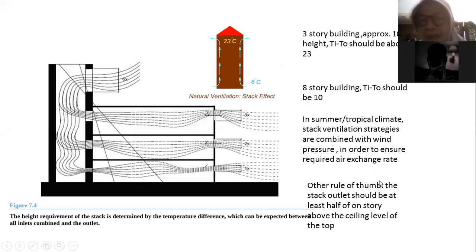The other rule of thumb, the stack outlet should be at least half of one story above the ceiling. That means here, one story is here.